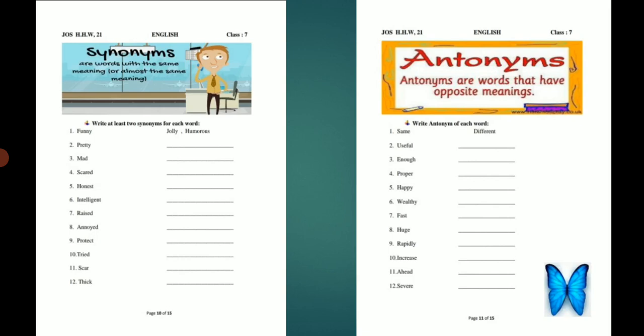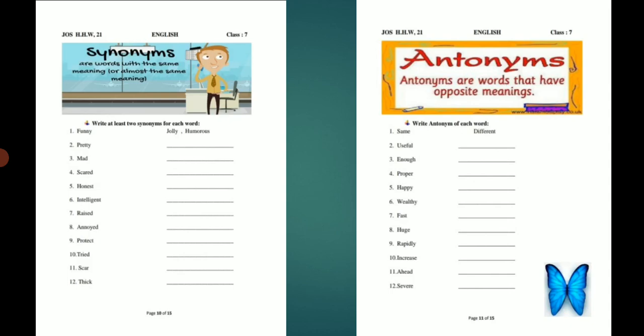Now here are 12 words and you all have to write 2 synonyms for each, and the first one has been done for you: funny, jolly and humorous. Then there are 11 more: pretty, mad, scared, honest, intelligent, raised, annoyed, protect, tried, scar and thick.